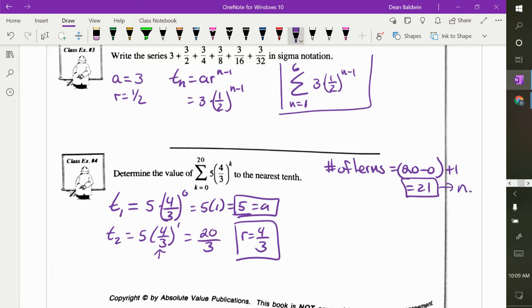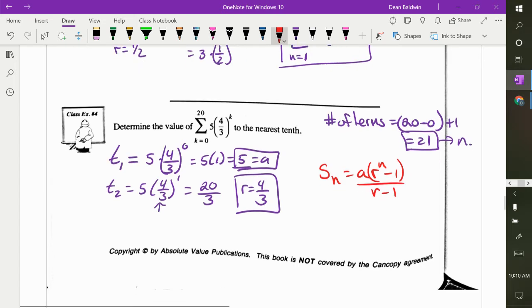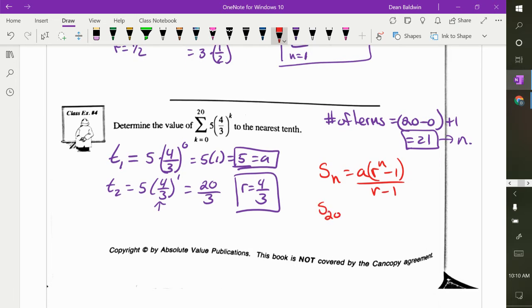What formula am I going to use? Yeah. The one where you don't know the last term. Sn is equal to A R n minus 1 over R minus 1. That one. So S20 is going to be A, which is 5. Well, I thought it's 21. Oh, thank you. 21.